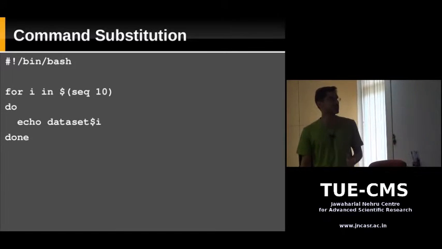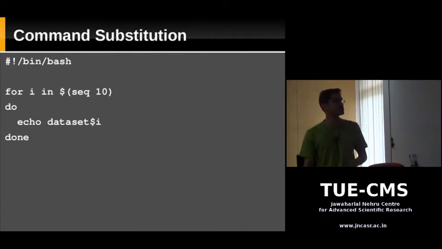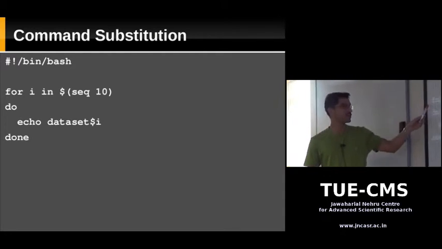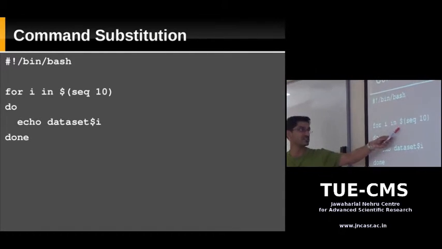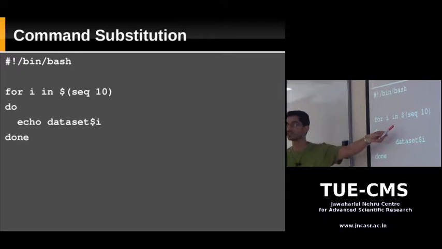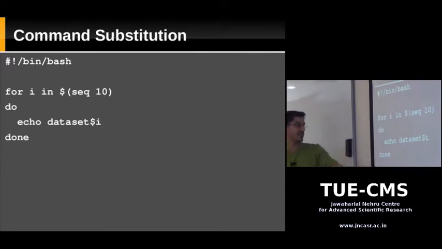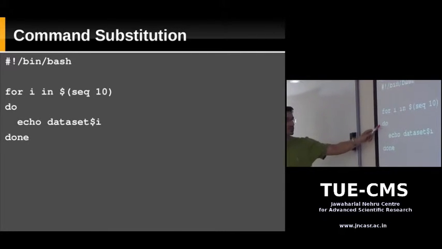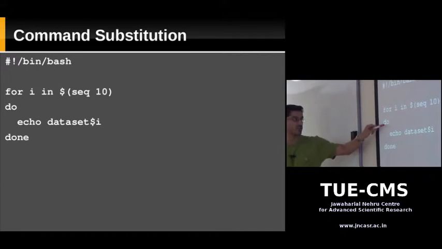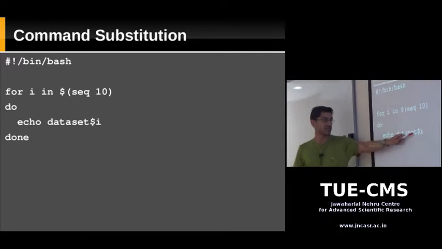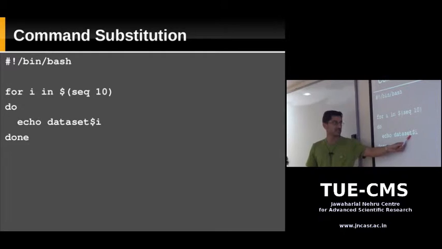So look at this loop, this script. It has a for loop, for i in, and we use this dollar bracket. We put seq 10, the command, in between the dollar sign and bracket, and then done. So this is a loop. This is the body of the loop. We're going to echo the words data set followed by $i.